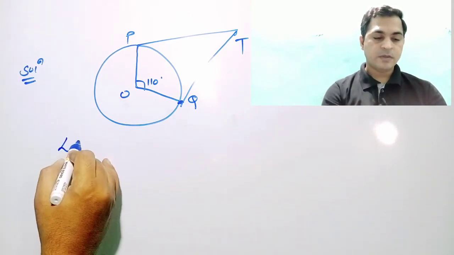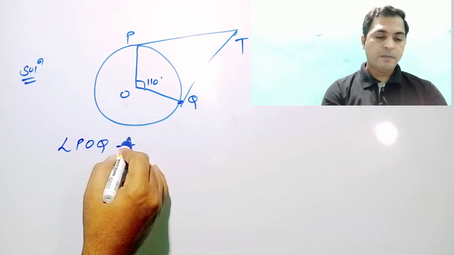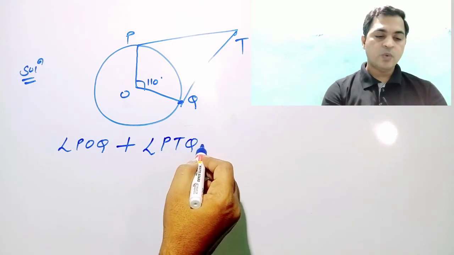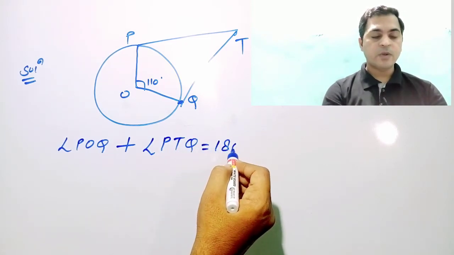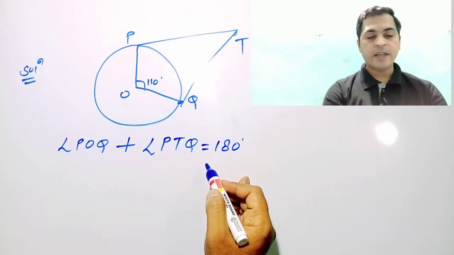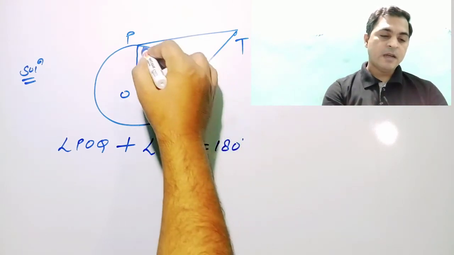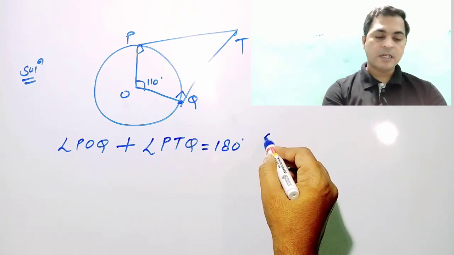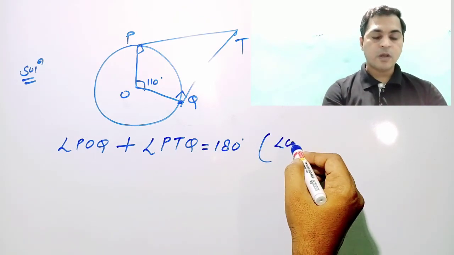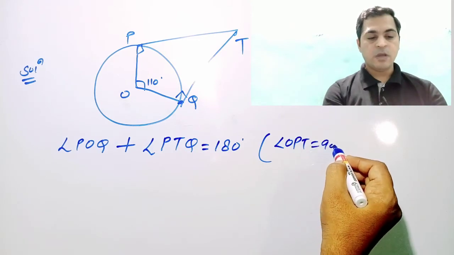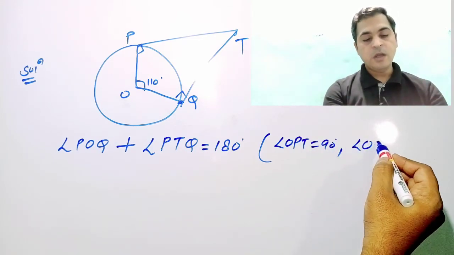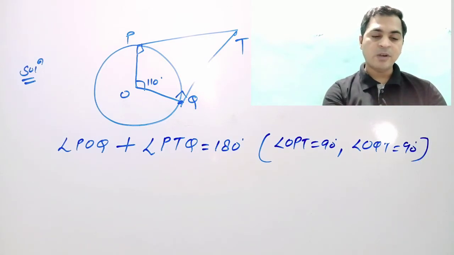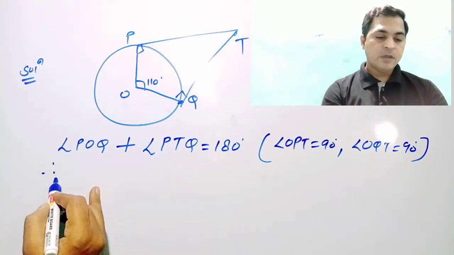So students, here angle POQ plus angle PTQ will be 180 degree, because angle P and angle Q will be 90 degree, because we know that the radius is always perpendicular to the tangent. So the sum of opposite angles is 180, because 90 plus 90 is 180. So obviously angle O and angle T will be 180 degree.